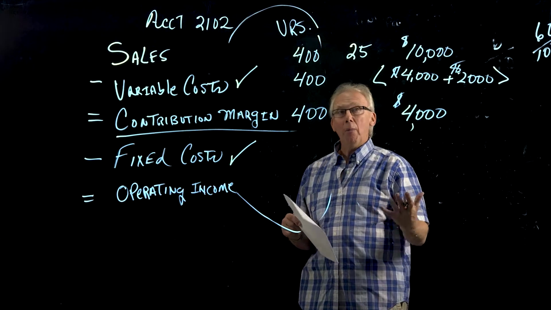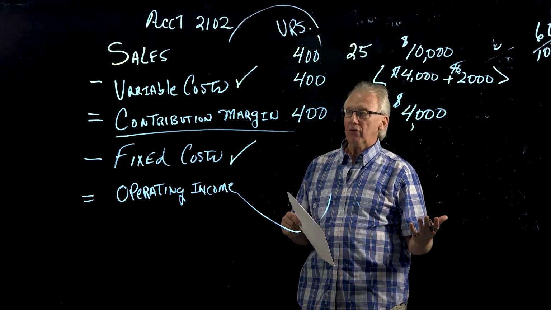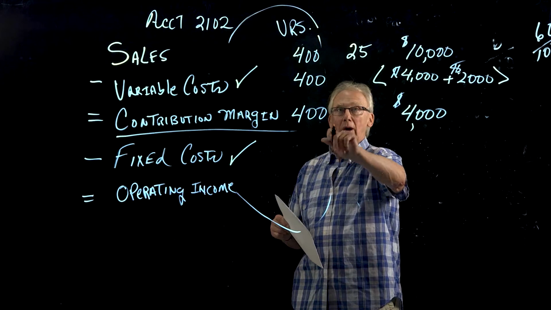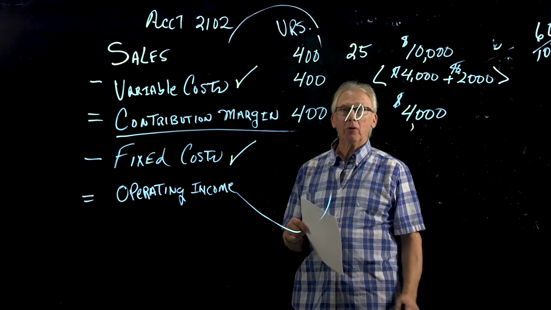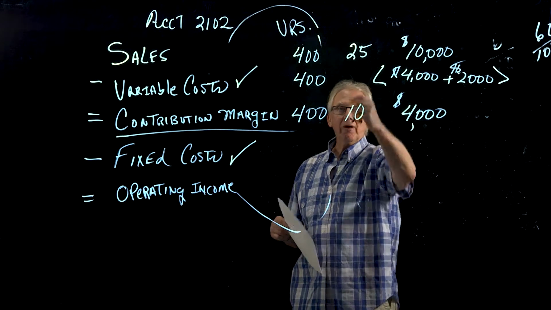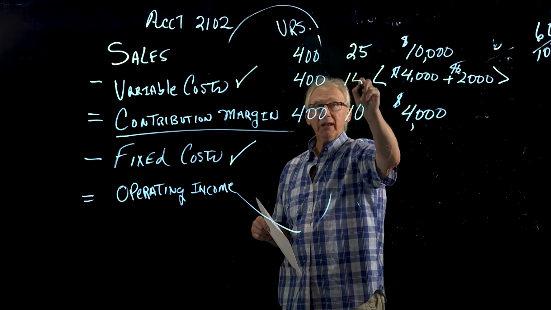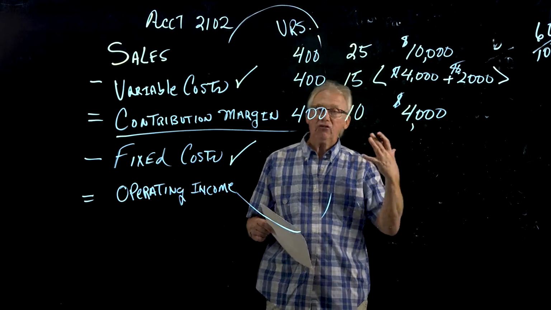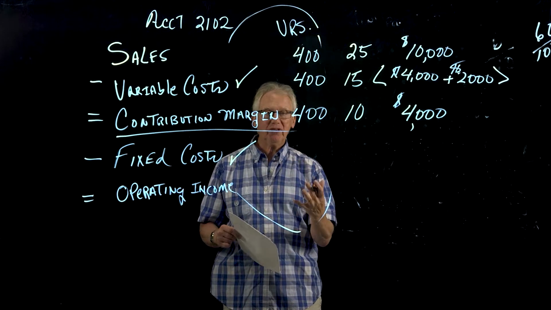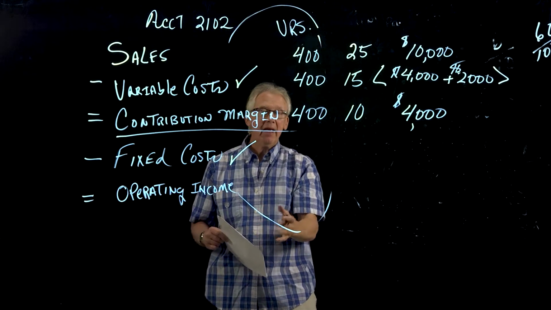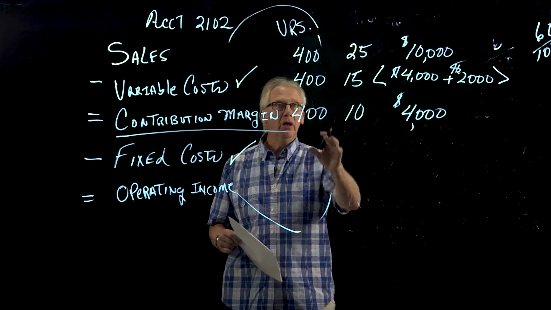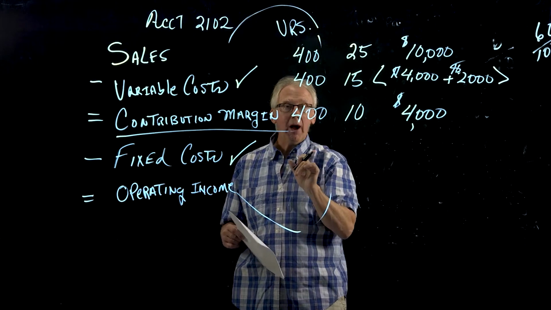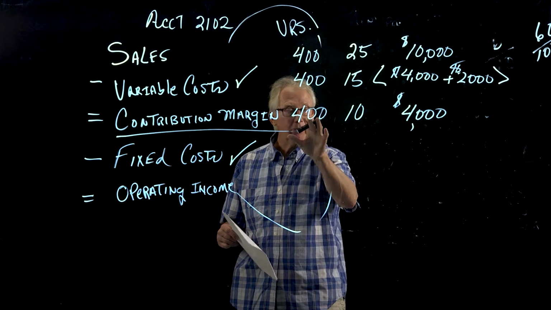Okay, so now, can we figure out the unit price for contribution margin? Certainly. 4,000 divided by 400 should be 10. 6,000 divided by 400 should be 15. 25 minus 15 is 10. See how simple it is if you just understand this format and how this all works. Units are all the same. Once you get one, all three of them are the same.